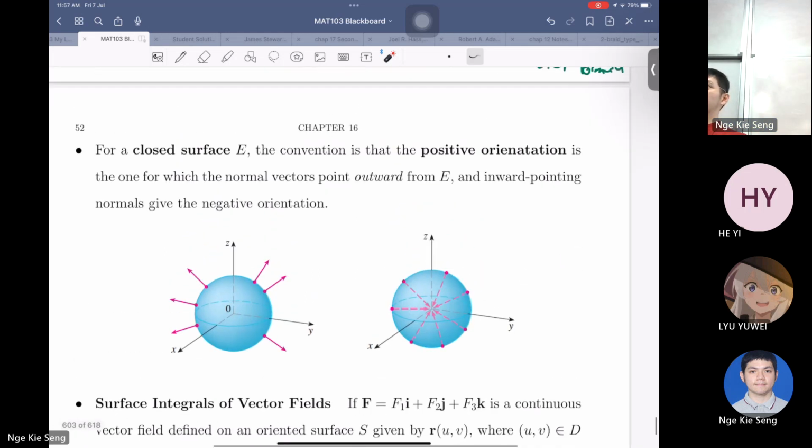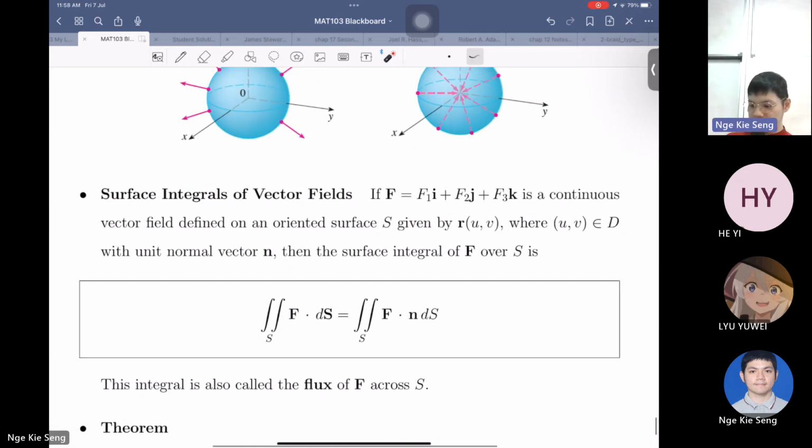Is that okay? So you should think of outward as positive. If a spike goes inside, it becomes negative. Negative orientation, positive orientation. This is definition only. Convention only. This is our convention.